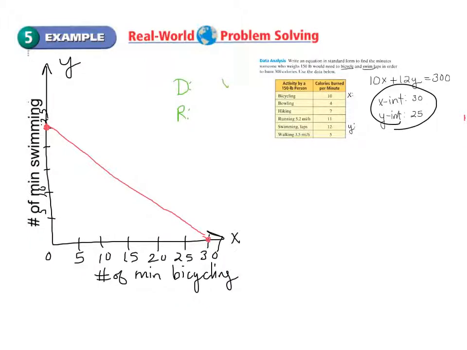So our domain has to be between 0 and 30. And as it looks here, we can write it as a conjunction. X is greater than 0 and x is less than 30. X is between 0 and 30. Now my range is y. What's the lowest and highest range? Well, the y value goes from 0 to 25. And here's how you get that. If you can't look at the graph and see what that is, plug in 0 for x. What's the y value when x is 0? It's 25. What's the y value when x is 30? It's 0. So we know the y value has to go from 0 to 25.